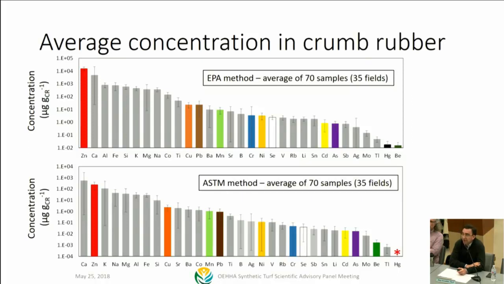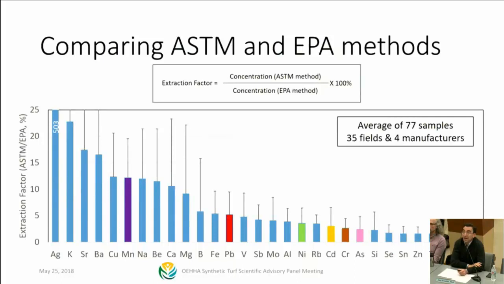For mercury, you will notice that mercury is on the other extreme, one of the lowest concentrations we measure on the EPA method, and we have an asterisk on the ASTM method, and I'm going to talk about that on a couple of slides from now. We don't provide a concentration for mercury on here.